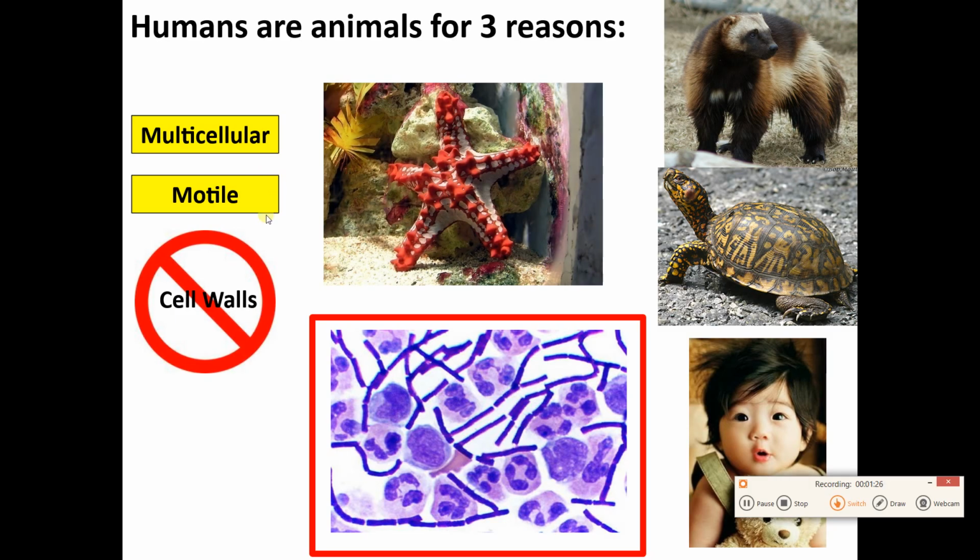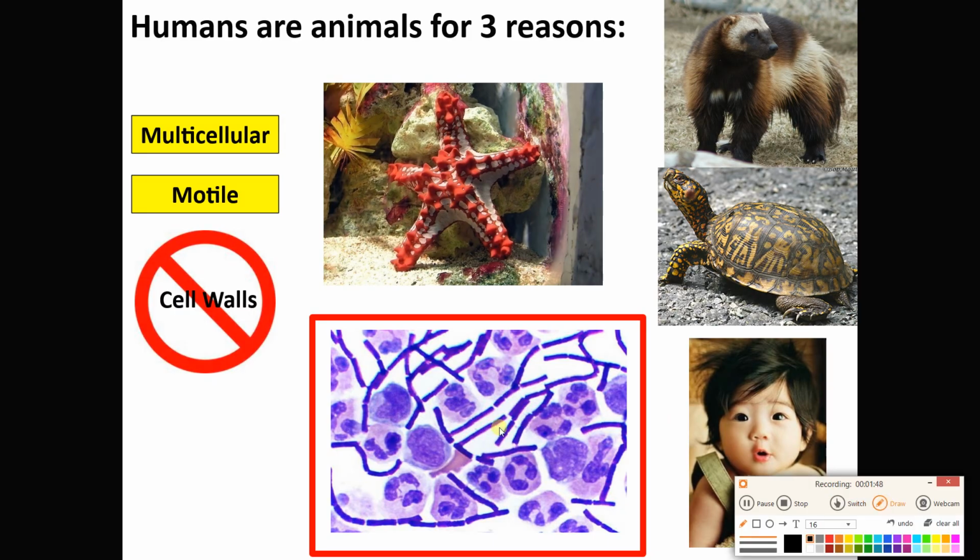And organisms like us, we move. We are capable of movement. Another word for that is that we have motility. We are motile. And lastly, speaking of those cells, we are missing something. We do not have what are called cell walls. So we do have cell membranes, but no cell walls.